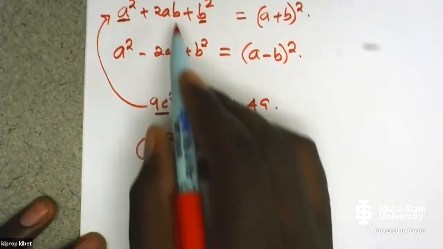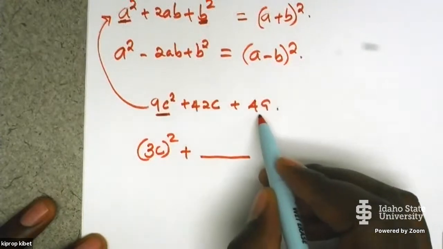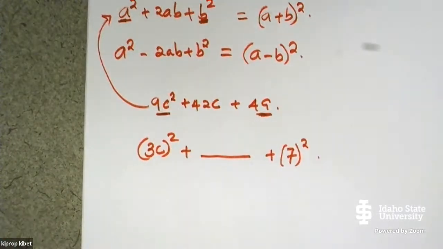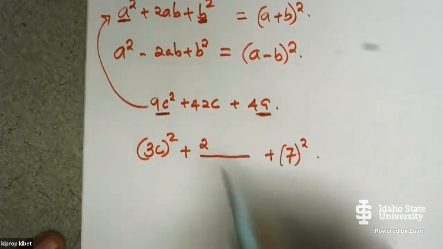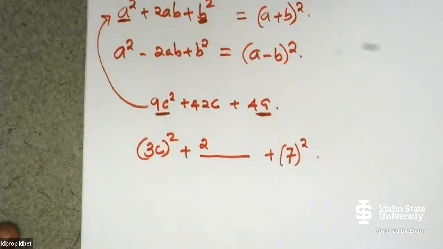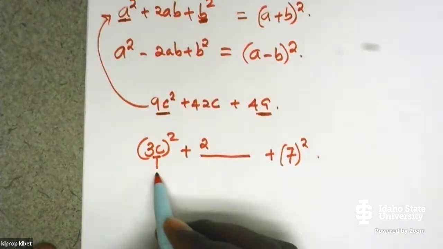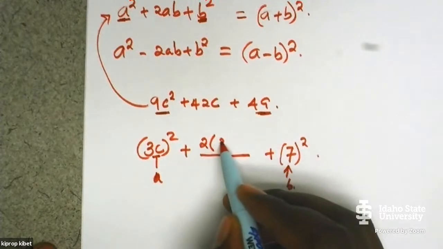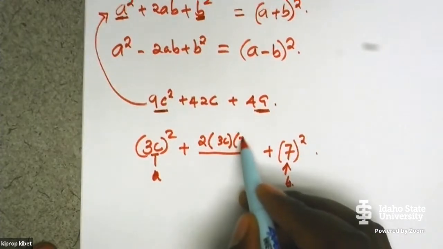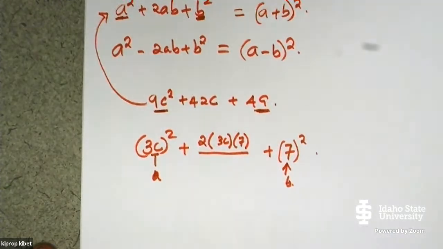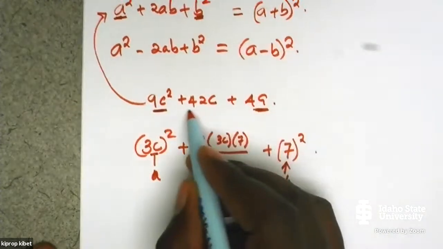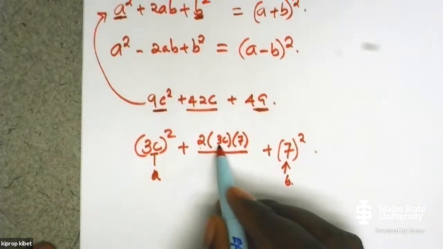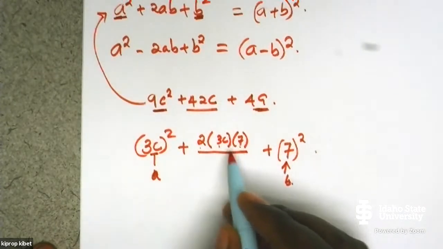To get our B, the last one, it should be 7 square. Now, 2 is constant. We know our A is this, and this one is our B. So our A is 3c, our B is 7. We need to multiply to see whether we are going to get 42c. So 2 by 3 is 6, 6 by 7 is 42.